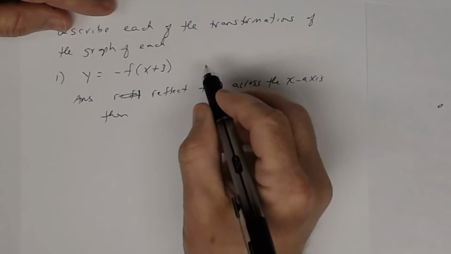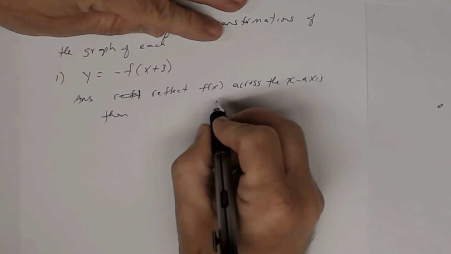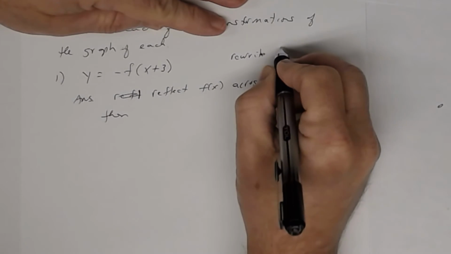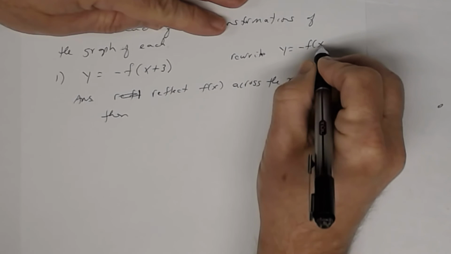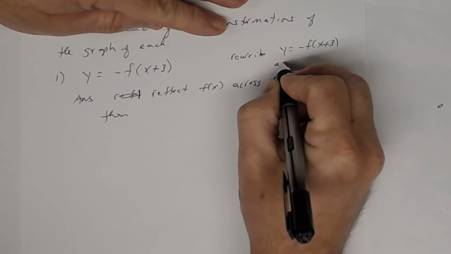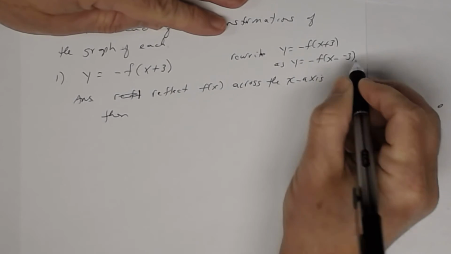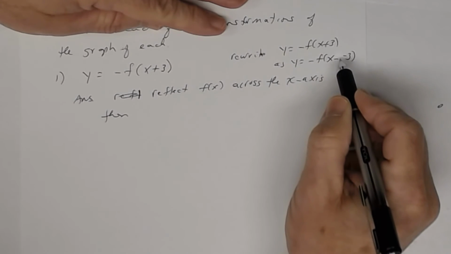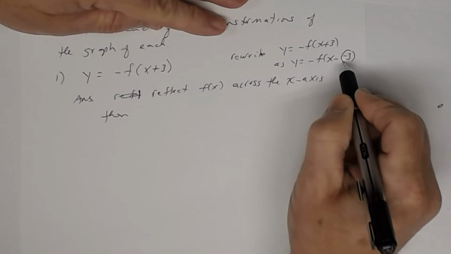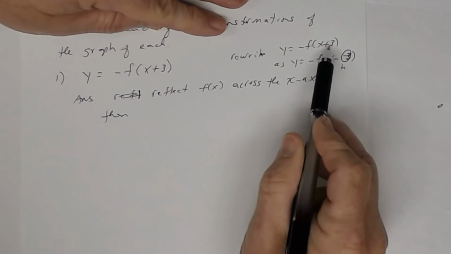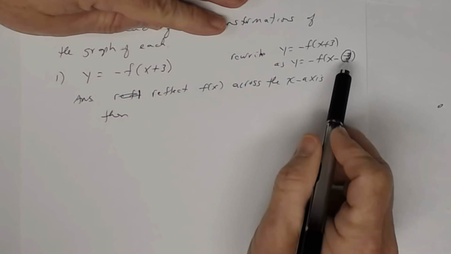Now remember, rewrite y equal negative f of x plus 3 as y equal negative f of x minus the negative 3. So remember x minus h, right? So you've got to be careful. So remember h here is negative 3. So remember, counterintuitive. So h is negative 3.